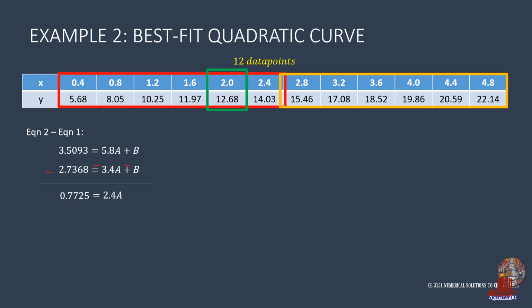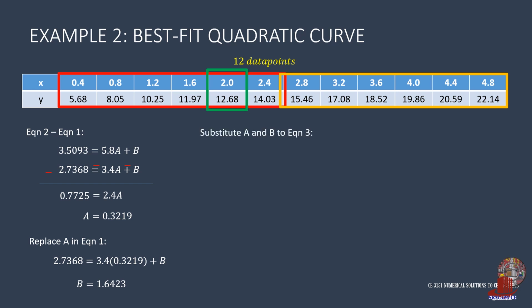So use these to divide 0.7725 to get A as 0.3219. Use this value into equation 1 and get 2.7368 as equal to 3.4 of 0.3219 plus B. So B is 1.6423. After taking the figures for A and B, we have to look for C using equation 3 and plugging the recently solved values.